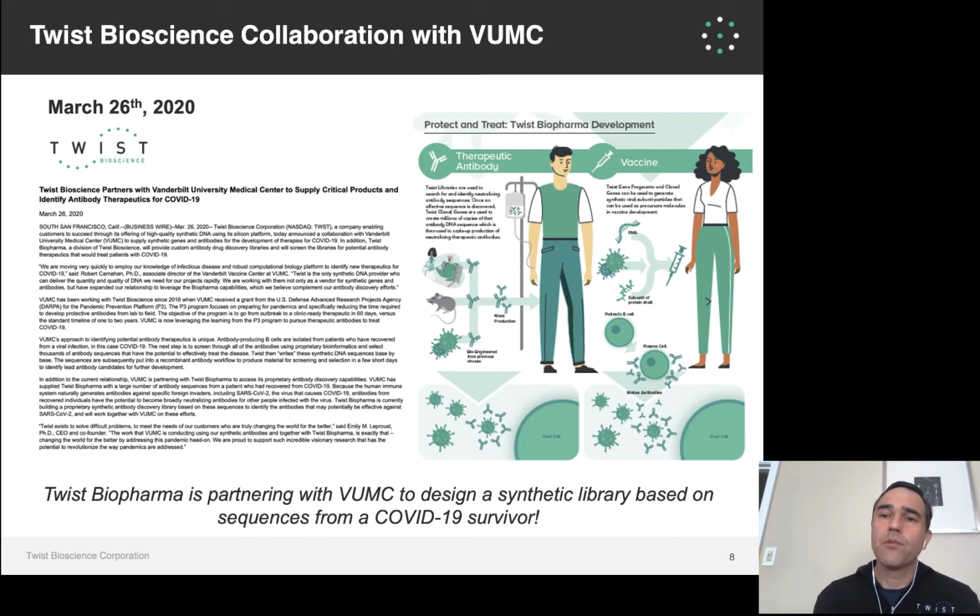As one of the libraries that we panned against the virus, we actually generated a COVID-19 specific library, and we did that in collaboration with Vanderbilt, where they actually gave us some sequences derived from a COVID-19 survivor. And we took that as an input data set to create a specific synthetic library that we panned and screened against the S1 protein.